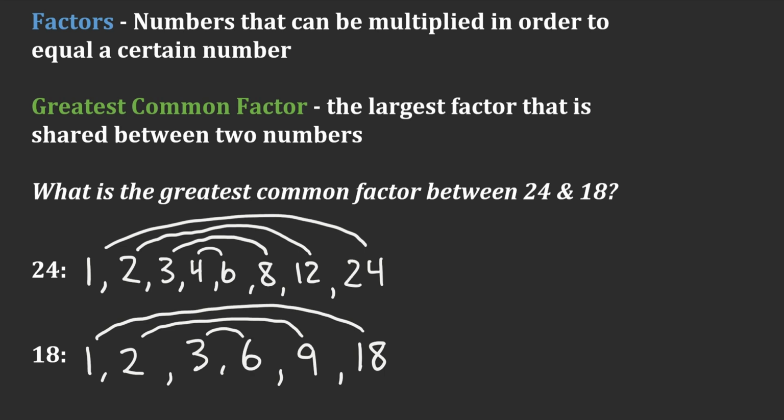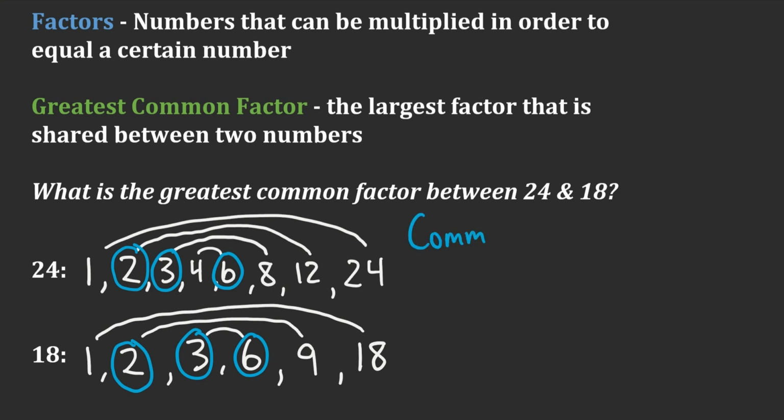Okay, so I'm going to circle in blue any of the common factors. I'm going to skip 1 because every number has 1 as a factor. That's in common with every other number. But let's look at the other ones that it has in common. I see 2 and 2. I see 3 and 3. I see 6 and 6. And then those are the only 3 common factors.